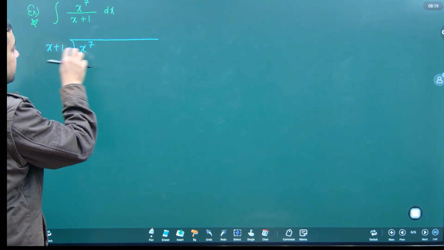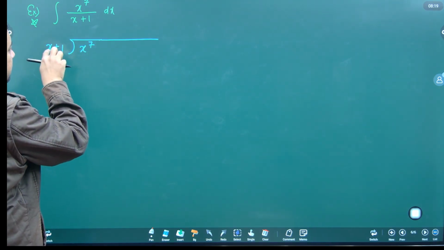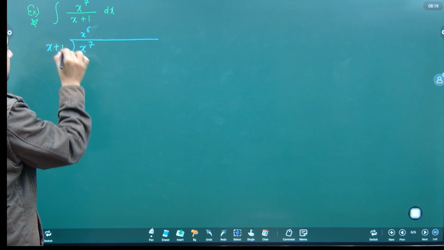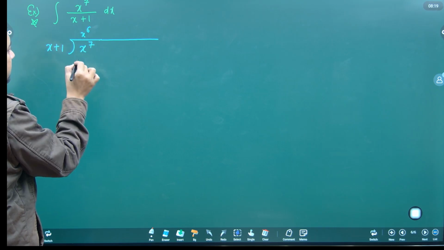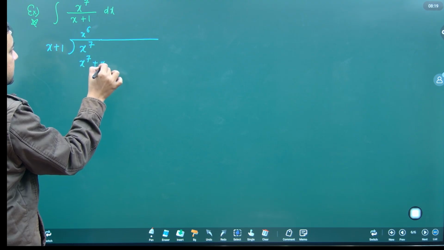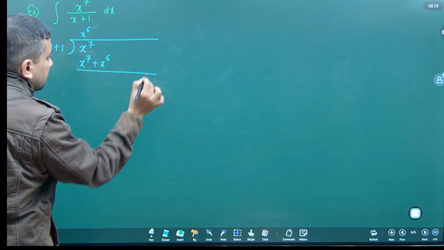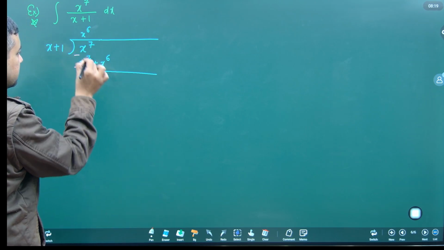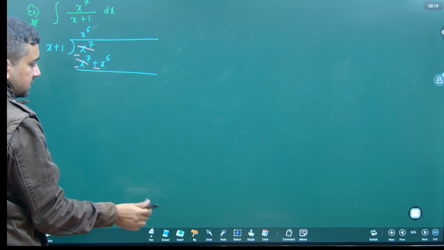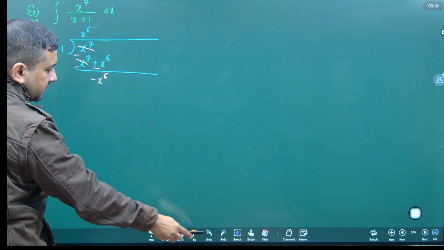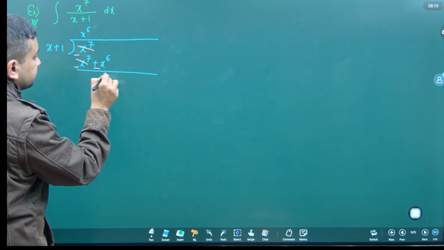x to the power 7, take the first term, x to the power 7 divided by x, it is x to the power 6, multiply these two. So, x to the power 6 into x plus 1 gives x to the power 7 plus x to the power 6, is this correct? We need to carry out what? Subtraction, minus minus, this gets cancelled. What is the remaining part? Minus x to the power 6, correct?